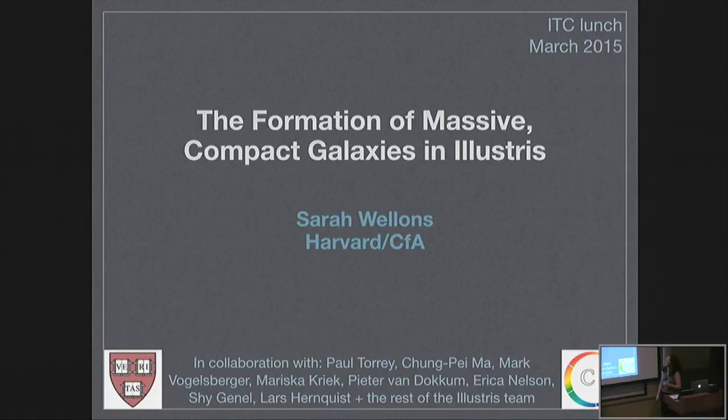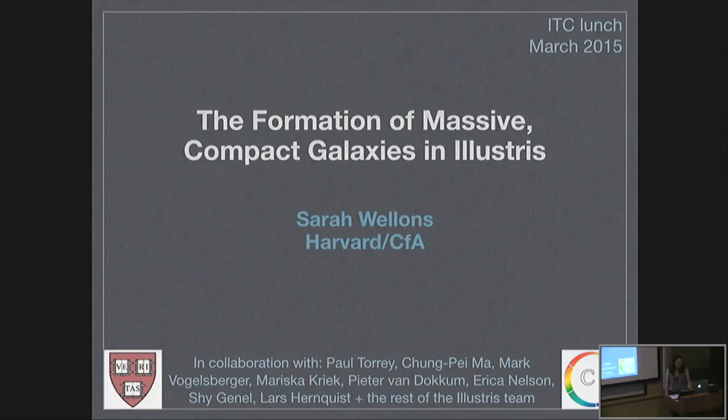So I'm Sarah Wellons. I'm a grad student here at the CFA in Lars's group. For the past year or so, I've been digging around in the Illustris simulation, looking for this population of galaxies at high redshift, which are very massive and very compact, and trying to figure out how they form.